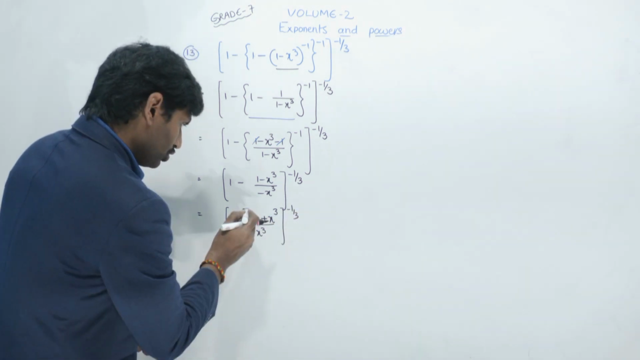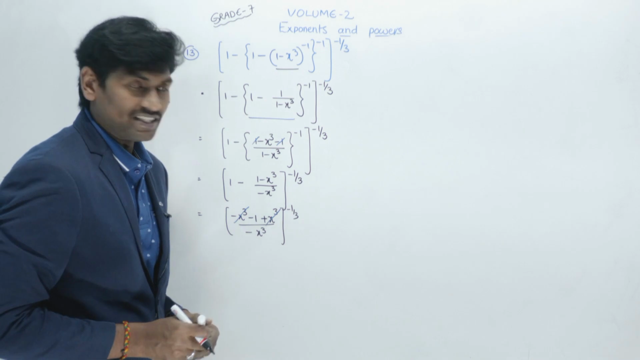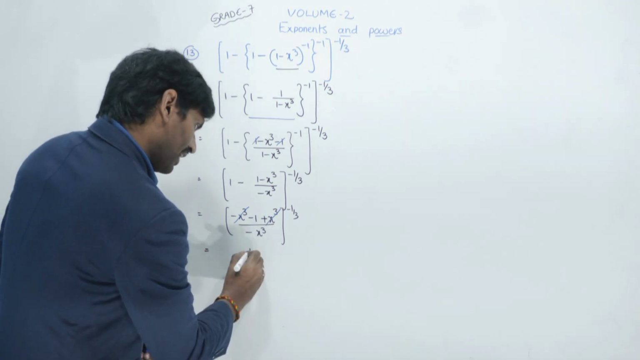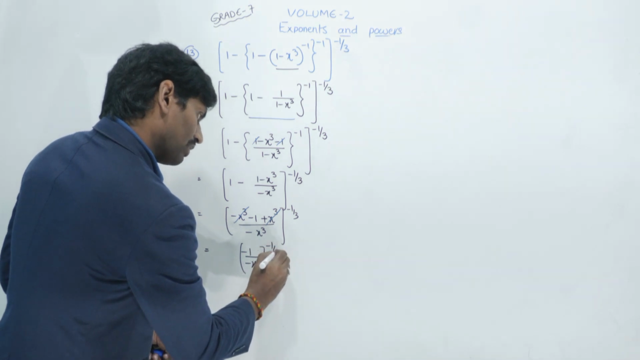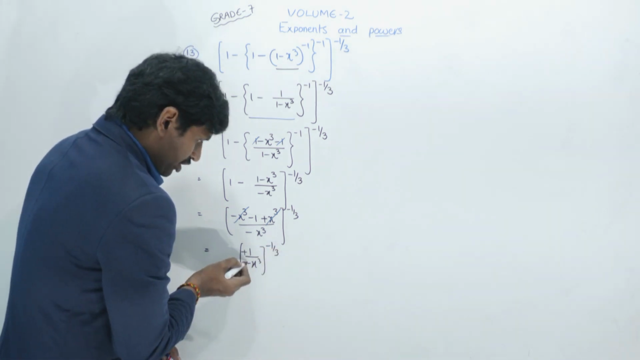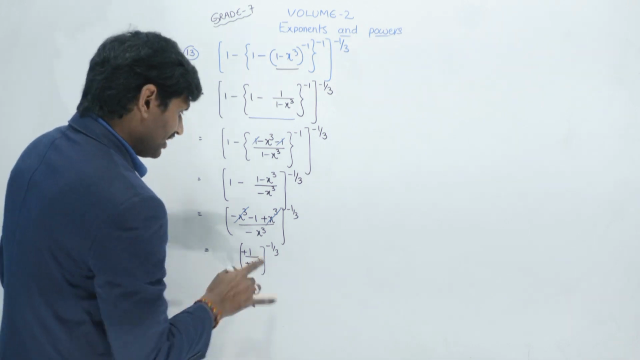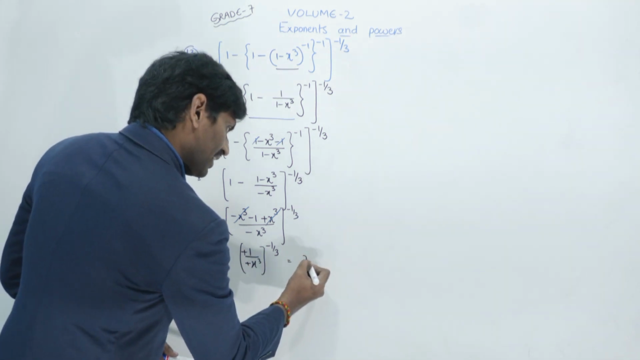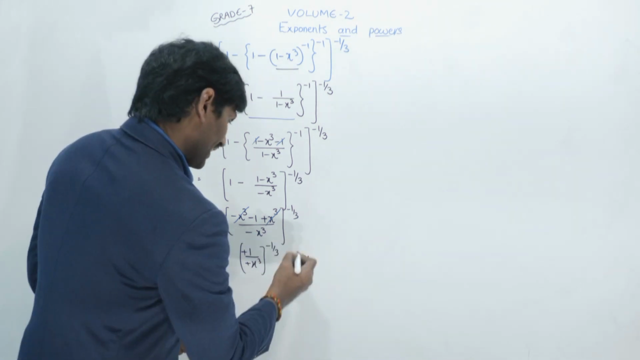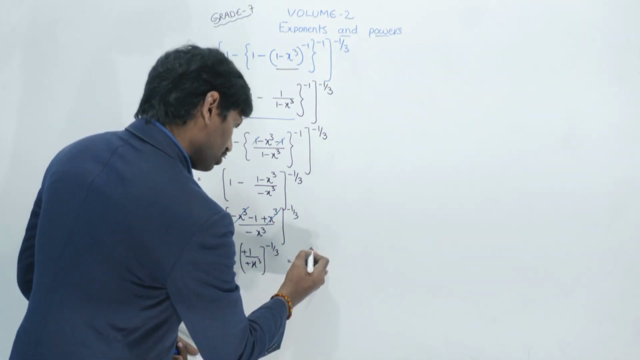Okay, here also numerator minus x cube plus x cube cancel. Now what is remaining? Minus 1 by minus x cube whole to the power of minus 1 by 3. So here numerator denominator having the same signs can be cancelled. Whenever the exponent is negative, we can write its reciprocal. So it will be x cube by 1 whole. X cube by 1 means x cube only.